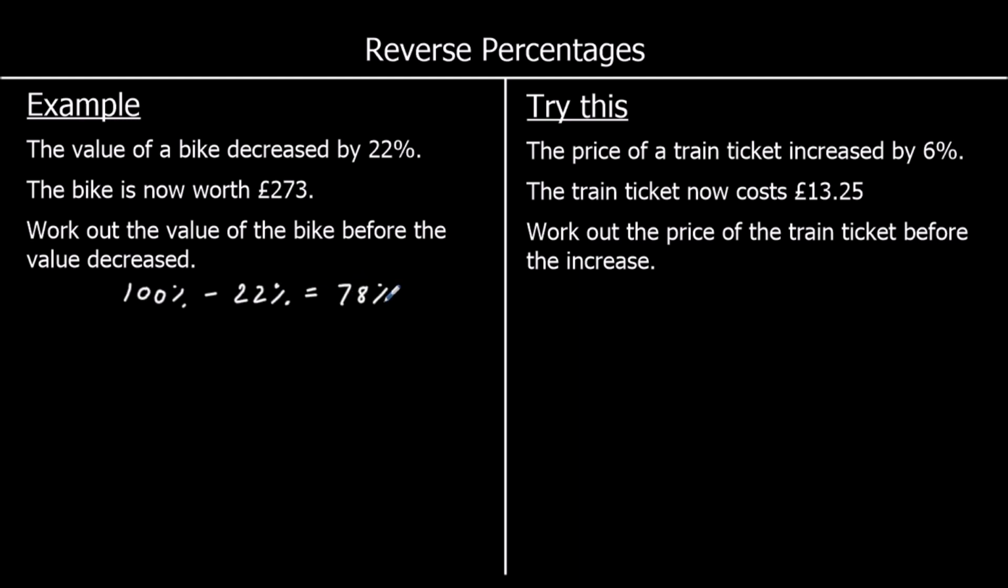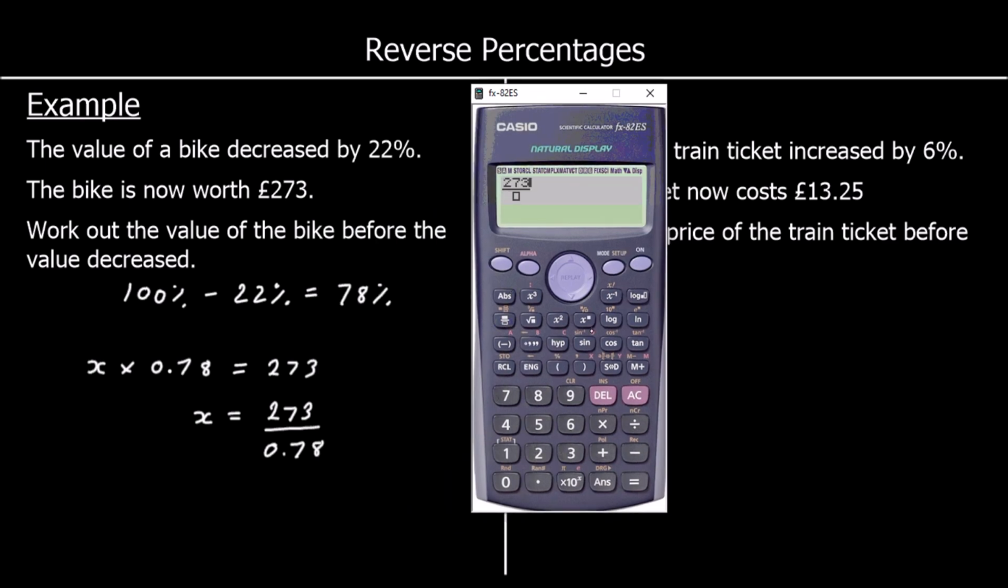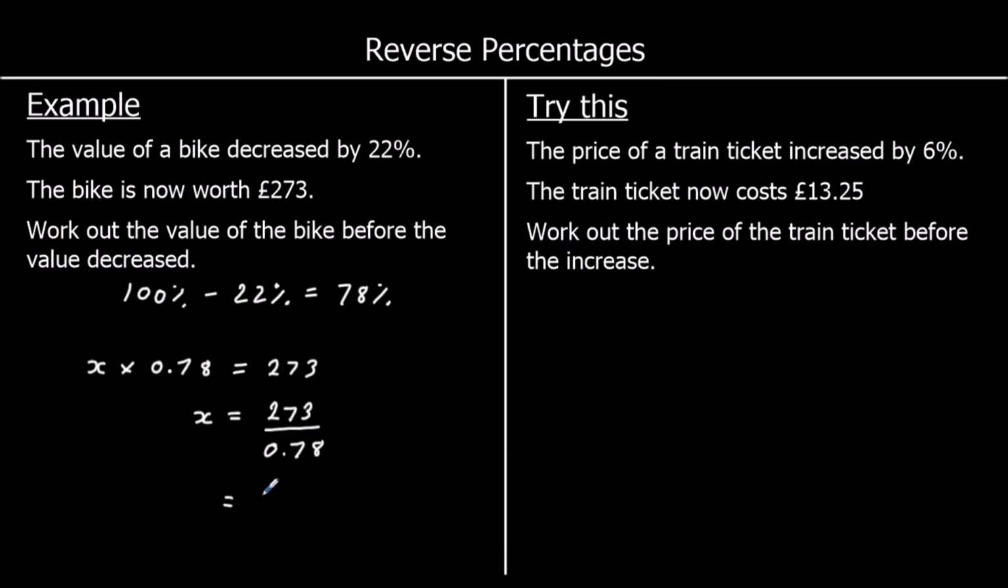is 78%. So in one calculation, we could take the original amount, which I'll write as x for now, and we can multiply it by 0.78. And that should give us the new price, which is £273. So something times 0.78 is 273. So if we want to find out what x is, what the original is, we can divide both sides by 0.78. So if I divide both sides by 0.78, I'm going to get 273 over 0.78. And we can type this into the calculator. So 273 over 0.78, and that is 350. So the answer will be £350.